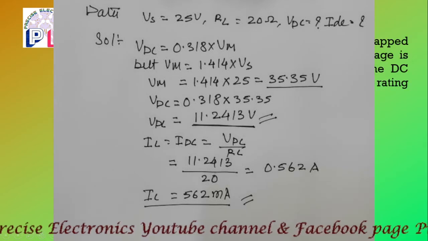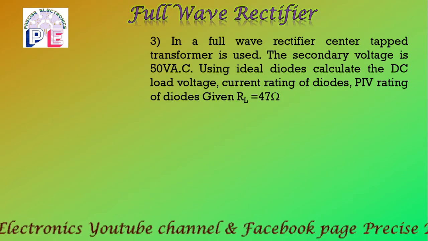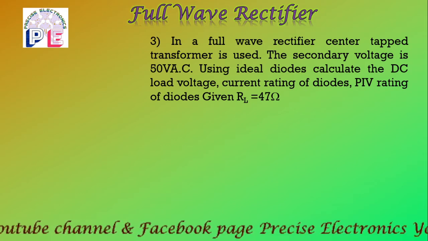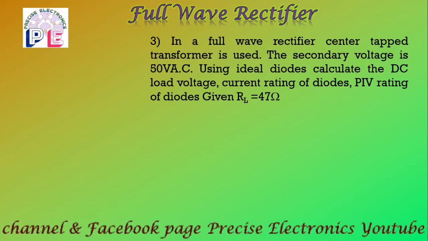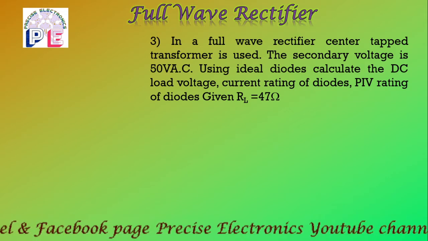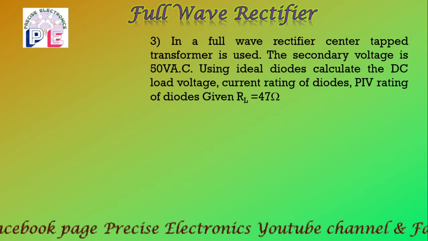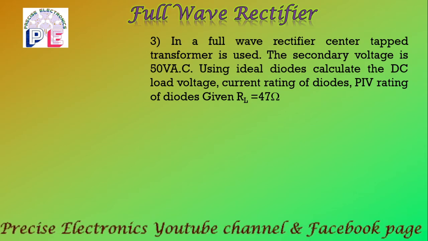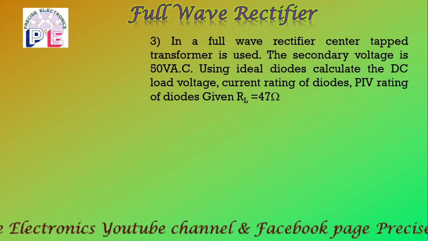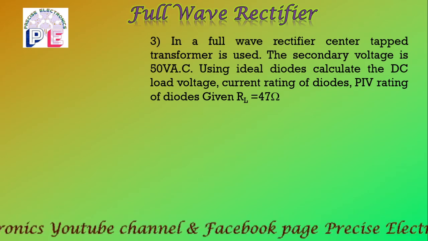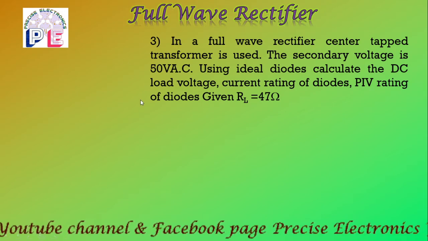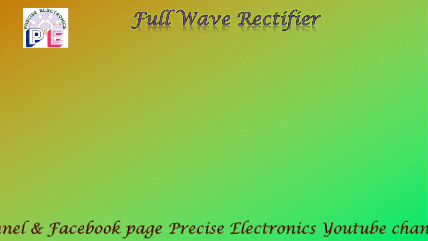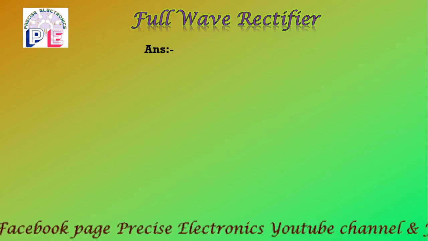What is our next numerical? In full wave rectifier, center tap transformer is used. The secondary voltage is 50 volt AC. Using ideal diodes, calculate the DC load voltage, current rating of diode, PIV rating of diode, and RL is given, that is 47 ohm. So this question is also for 3 marks. 1 mark for formula and 2 marks for calculation. Now answer. Solution.